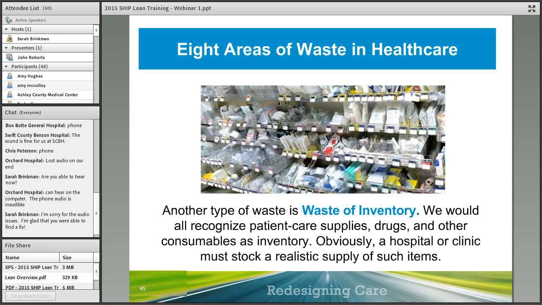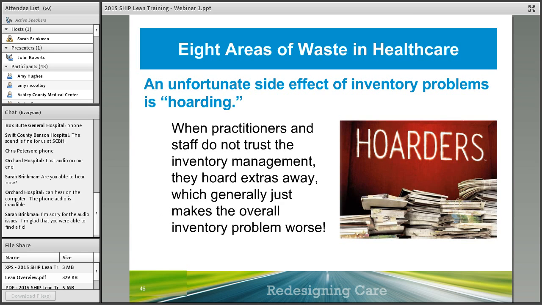Another area of waste is the area of inventory. Anytime we have excess inventory, it costs us financially through excess inventory or additional costs for storage, for movement of those supplies in inventory, for spoilage or waste. An example of that might be expired supplies that have gone out of date, such as medications or other supplies. Again, that would be a waste of inventory and one that we would try to eliminate.